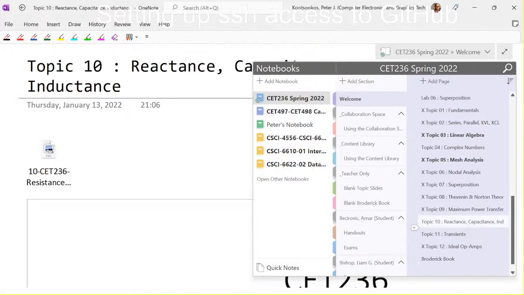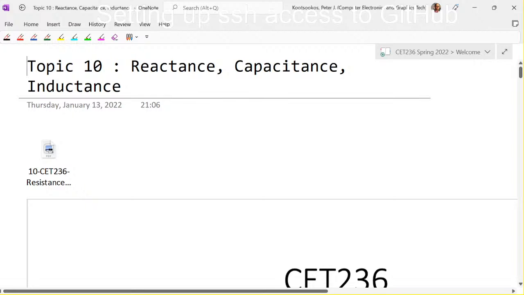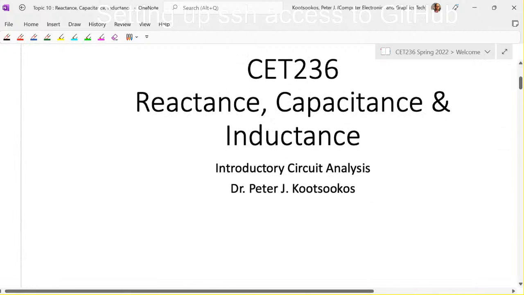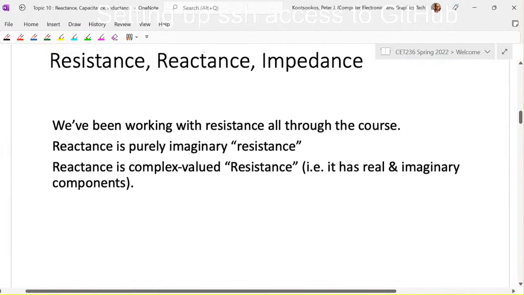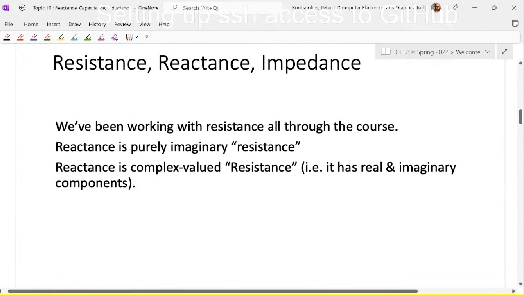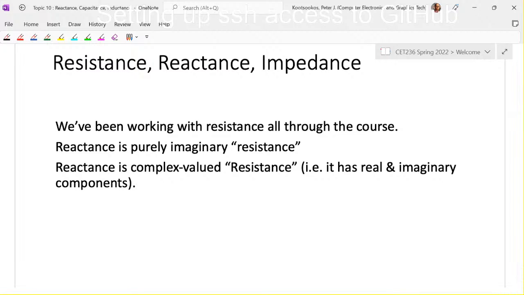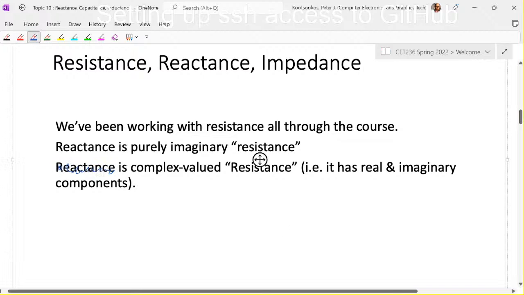Okay, so let's try and relate what I just talked about as far as complex numbers are concerned to those devices you've got. So this is wrong. I keep getting the wrong one. This should be impedance. I thought I fixed that.